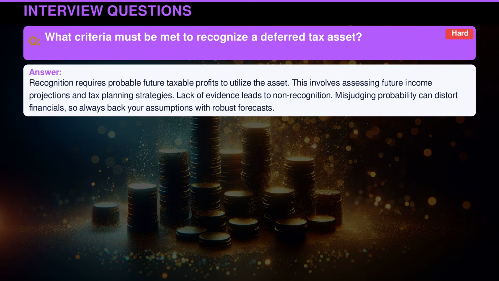Recognition requires probable future taxable profits to utilize the asset. This involves assessing future income projections and tax planning strategies. Lack of evidence leads to non-recognition. Misjudging probability can distort financials, so always back your assumptions with robust forecasts.